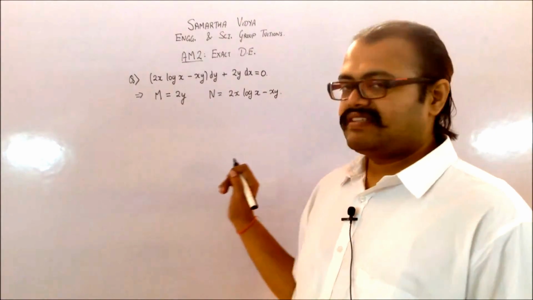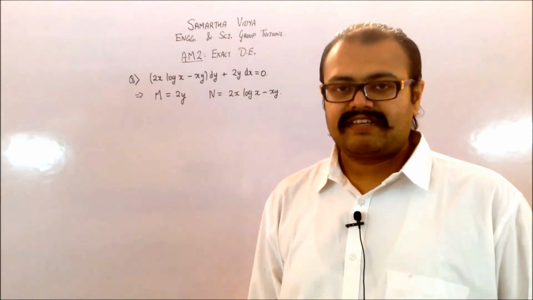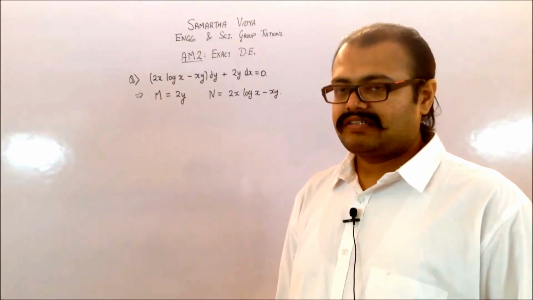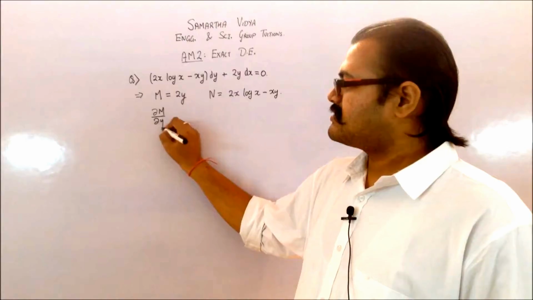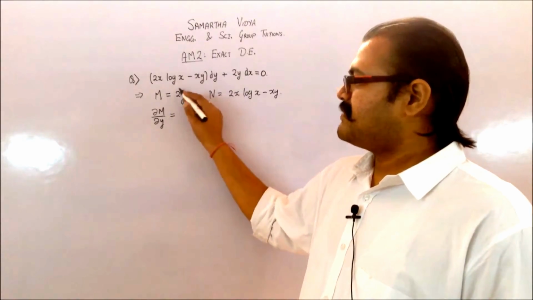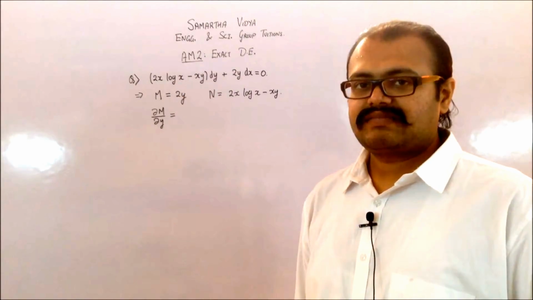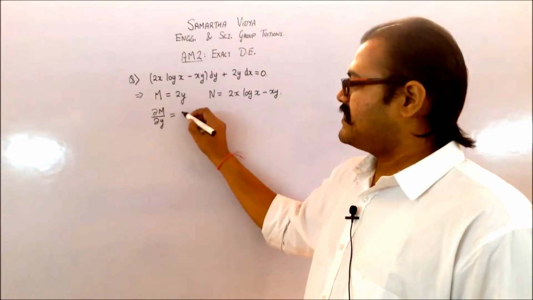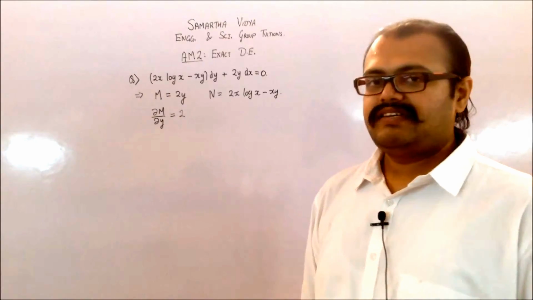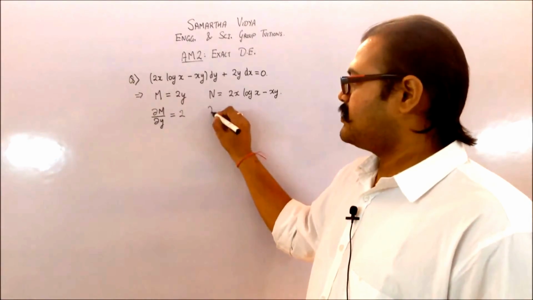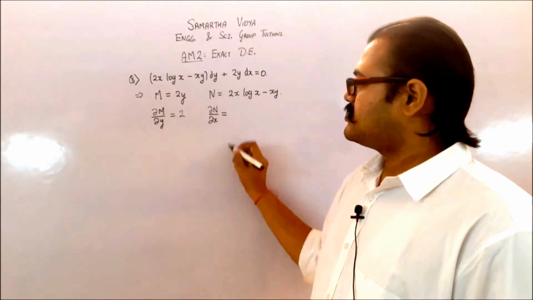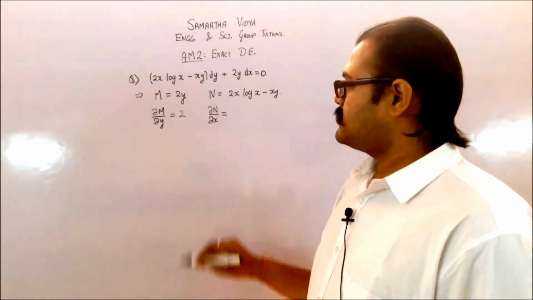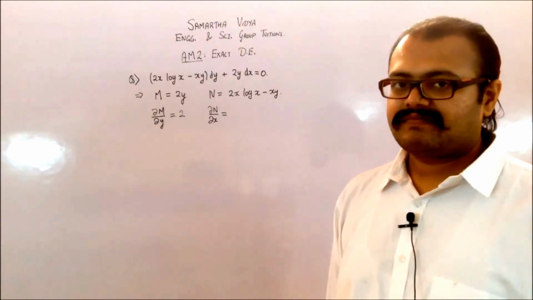Once you have done with this, then you go for checking whether it's going to be exact or not. For that you require dou M by dou y. So it's simply the partial derivative of this with respect to y. We just have one term, so that is why it's going to be 2. Then going for this, that is dou N by dou x, it's a differentiation with respect to x of this particular expression.